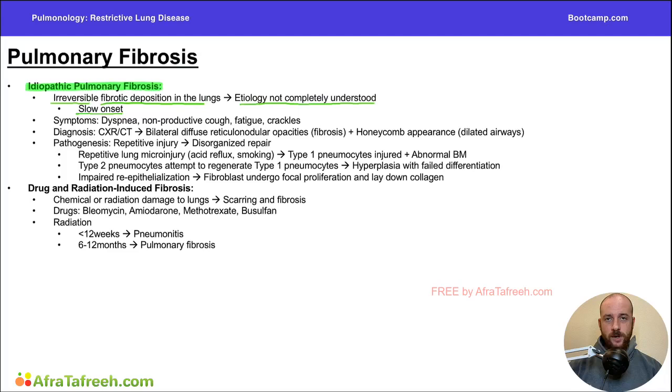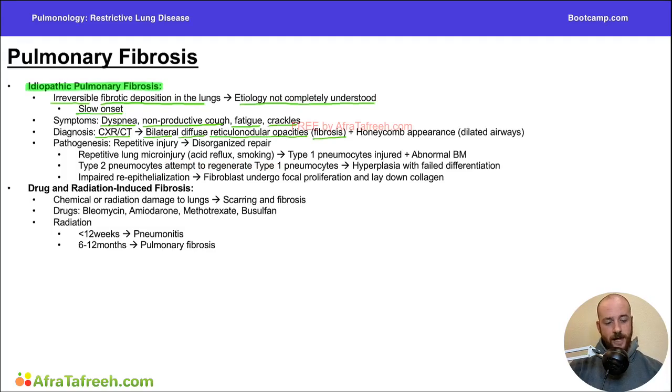So the main symptom of idiopathic pulmonary fibrosis is going to be dyspnea or trouble breathing. However, we can also see a non-productive cough, fatigue, and recall that in pulmonary fibrosis, we can also hear crackles. The diagnosis of IPF can be made on chest x-ray or CT, and on chest x-ray, what we're going to see is bilateral, diffuse, reticulonodular opacities, and this represents the fibrosis in the lungs. And reticulonodular is just a description of a net-like pattern of nodular fibrosis.